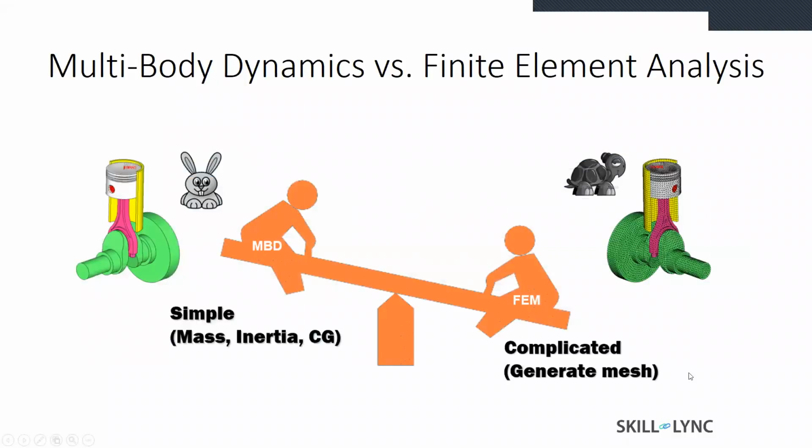The current slide just shows the pictorial representation of MBD when compared to FEA. MBD is faster and simpler compared to FEA, which is more time consuming and difficult due to the complexities in the meshing. And just to make things clear, I'm not trying to downsize FEA in these slides. I'm just trying to show the differences between those two, the pros and cons involved in MBD and FEA.